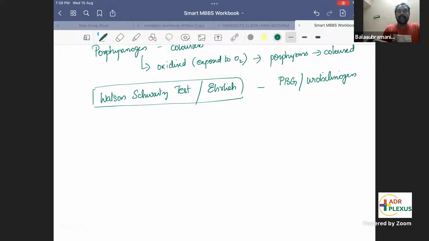Please remember again, porphobilinogen, urobilinogen, stercobilinogen, colorless. When oxidized by air, they become colored compounds. If you want to know this very well, the veins in your hand are basically blue in color. They do not contain oxygen. They have deoxygenated blood. But when you cut the veins, does the blood come out blue? No, the blood comes out red.